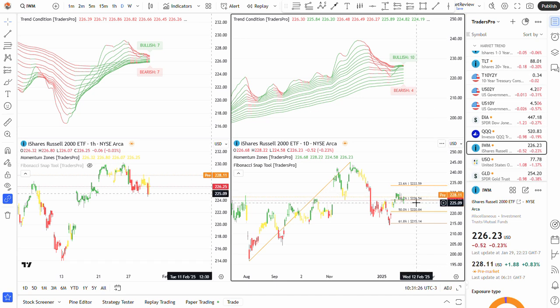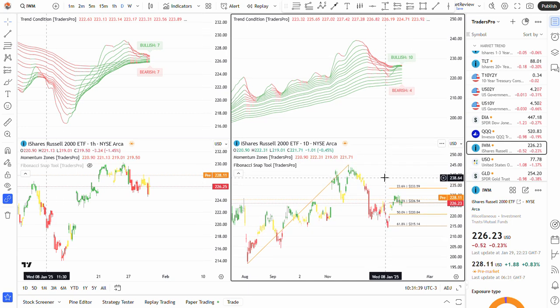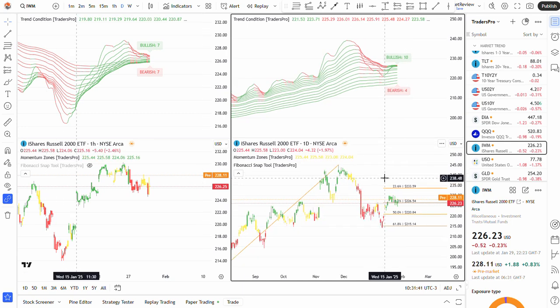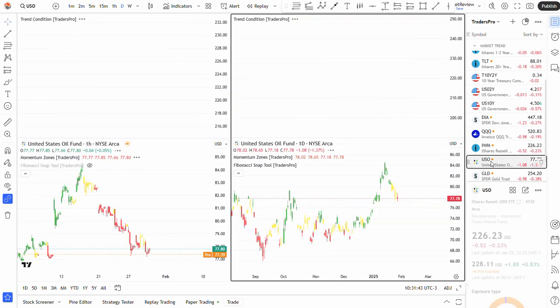Again, good confirmation for the market as a whole when you have small cap stocks participating as well. That means that investors are willing to put their money to work in more risky assets, and that also adds to the breadth of a bull market trend.